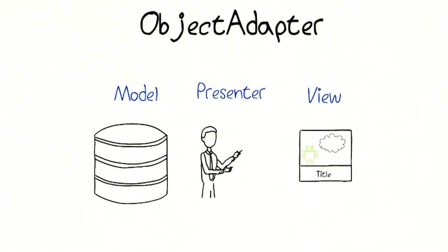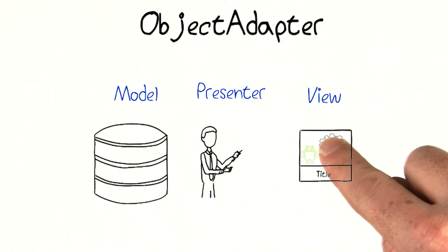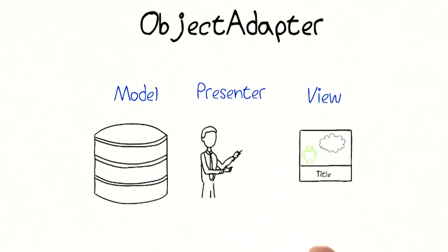Now, as I said, at runtime, all these pieces just hang out. They're orchestrated by another class called an object adapter. An object adapter has two jobs. One, it collects items from the model, and two, it creates a view for each item. In order to create that view, it uses the presenter.